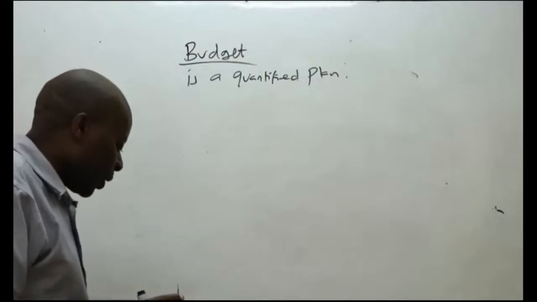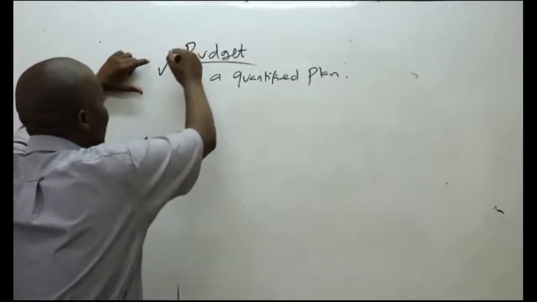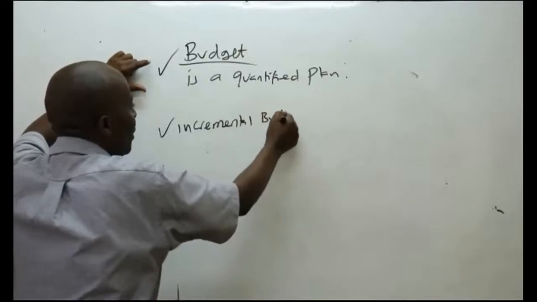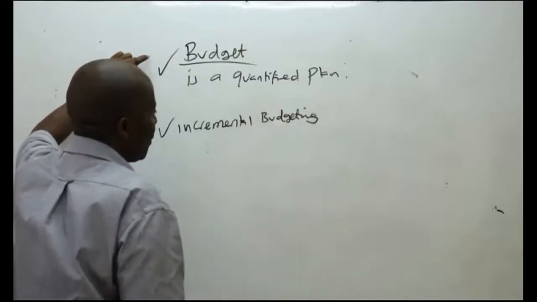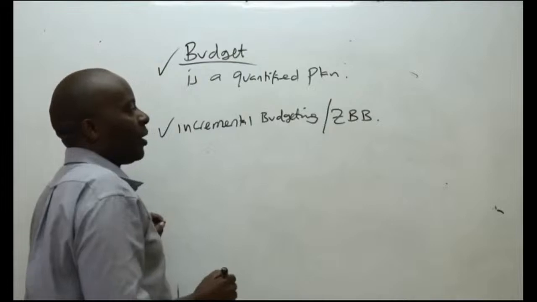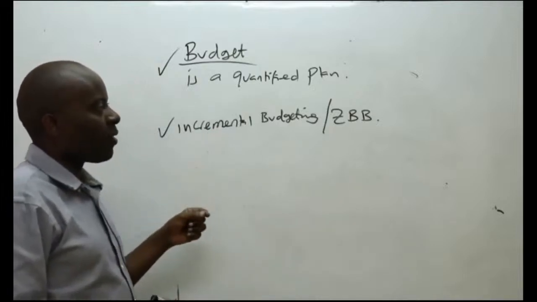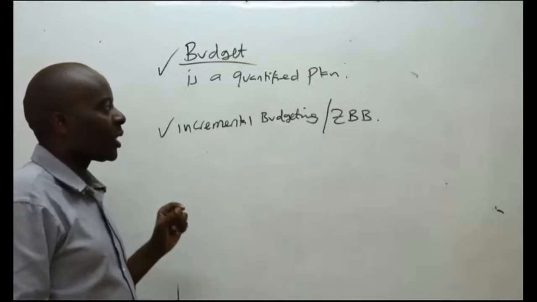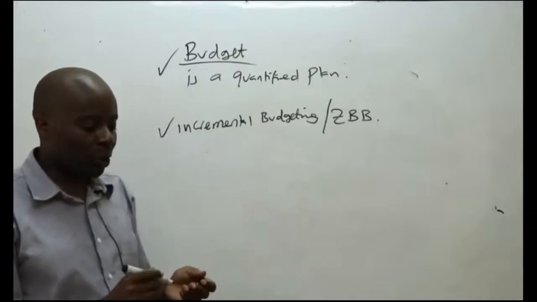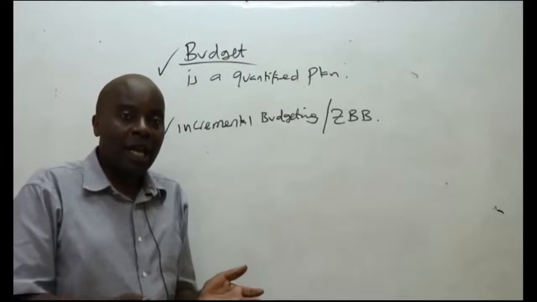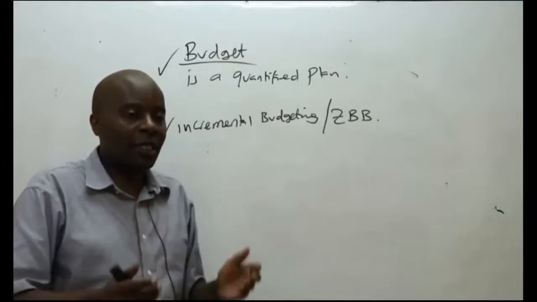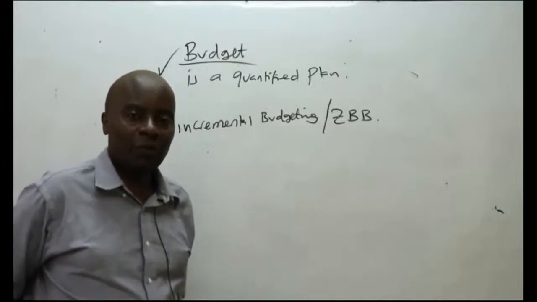We have got various ways of coming up with budgets, ladies and gentlemen. For example, we have what we call the incremental budgeting system vis-a-vis zero-based budgets. I would want a good student to differentiate between the two systems of budgeting for us. How does the incremental budget differ from the zero-based budget? Who is able to tell us the difference, ladies and gentlemen?